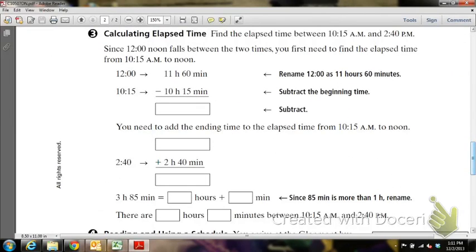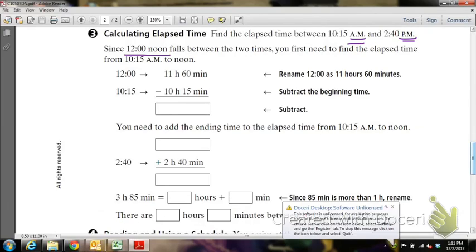Now in example 3, we're actually going to calculate the elapsed time. So we're not going to estimate. So to find the elapsed time between 10:15 a.m. and 2:40 p.m., it's tricky when 12 o'clock noon falls between your 2 times. You're changing from a.m. to p.m. So first, you need to find the elapsed time from 10:15 to noon. So 12 o'clock is, we're going to rename here, it's 11 hours and 60 minutes because 60 minutes makes 1 hour. And 10:15 is 10 hours and 15 minutes. We can leave that. Now you're going to subtract your 2 numbers.